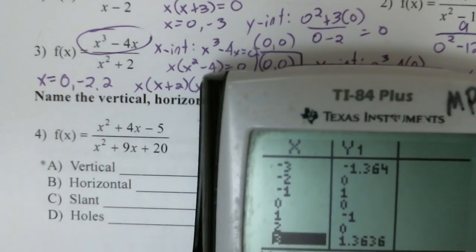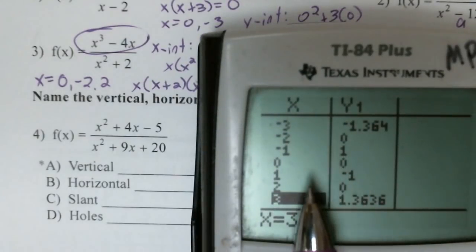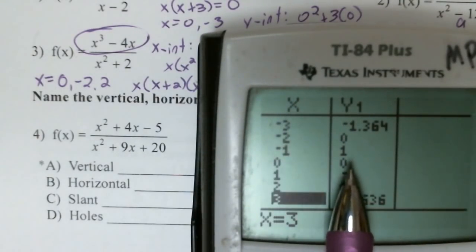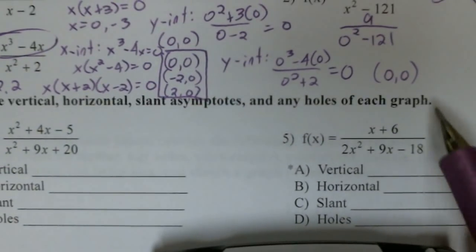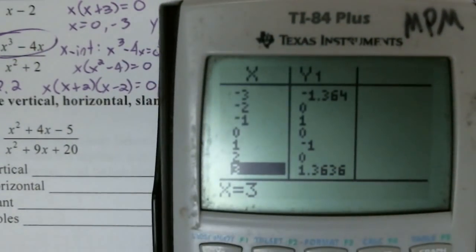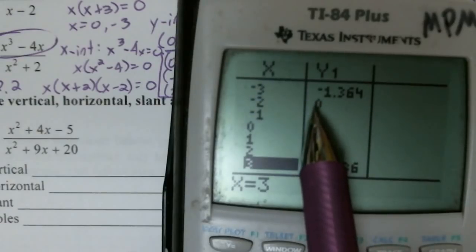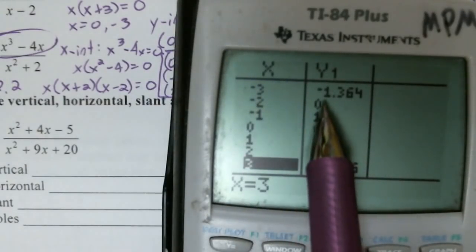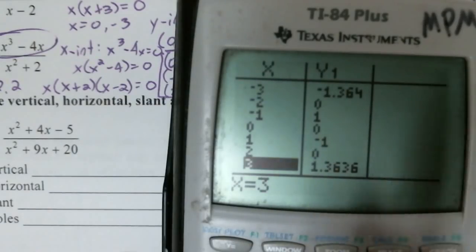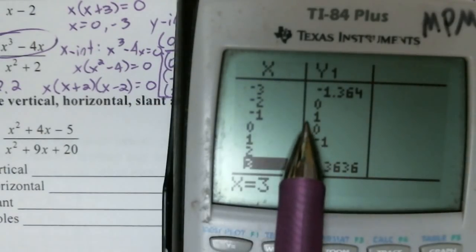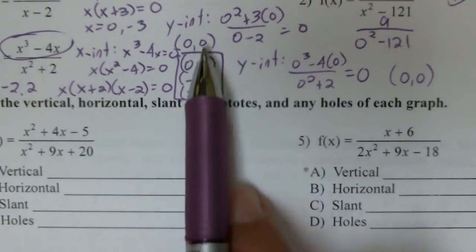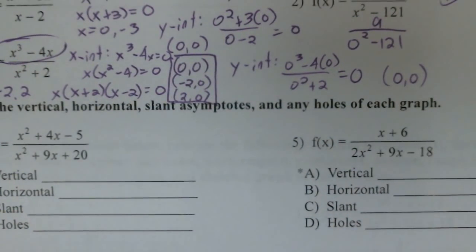Okay, so now I got some zeros here. So here's where I'm saying you can use your table. Okay, my y-intercept is where x is 0. Okay, so that's (0, 0). That's what we got for the y-intercept. And then my x-intercepts are the points where y is 0. There's a 0 and there's another 0. So there's my (negative 2, 0) and there's my (2, 0). In addition to the (0, 0), which is both an x-intercept and a y-intercept. So there you can see our points there. So remember, you can use your calculator, and the calculator's our friend.